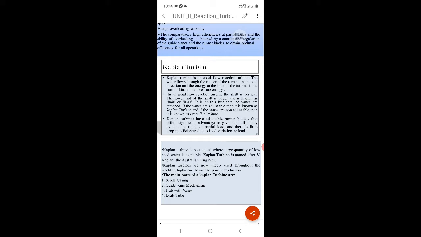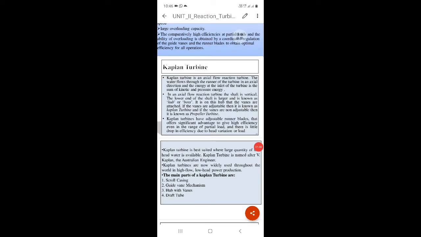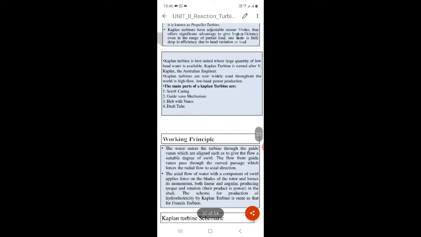So Kaplan turbine is suited for a large quantity of flow. Kaplan turbine is named after V. Kaplan, who was an Austrian engineer. Kaplan turbine is widely used in high flow, low head power production. So, firstly draw the figure.